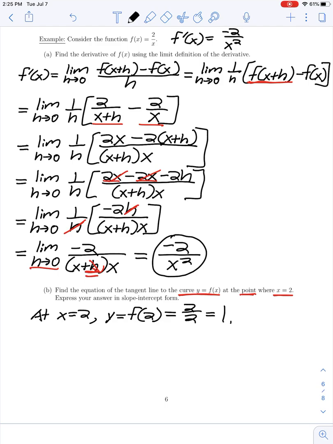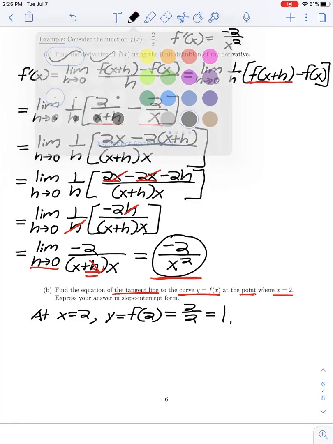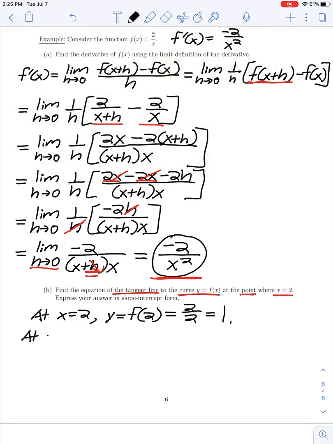and another thing that we need to find the equation of a line is the slope of our line. Now, in this example, we are asked for specifically the tangent line, and we know that the slope of the tangent line is the derivative, what we found in part A. So here, at the point on our line, when x is equal to 2, the slope of our tangent line, let's maybe call it m, is given by the derivative f prime, where we're interested in the value when x is equal to 2.